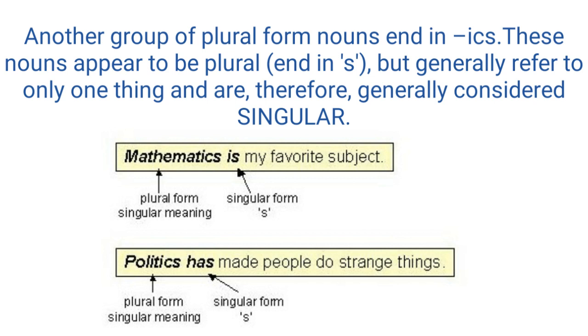Look at the examples. Mathematics is my favorite subject. Here, the noun mathematics ends in S, or rather ICS. So we'll think that it is plural, but it is considered singular itself. Mathematics is my favorite subject. Next one, politics has made people do strange things. Has, it is also singular.